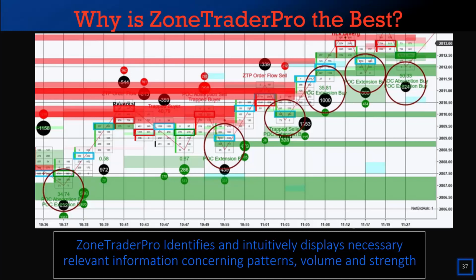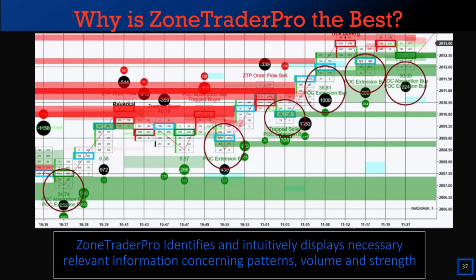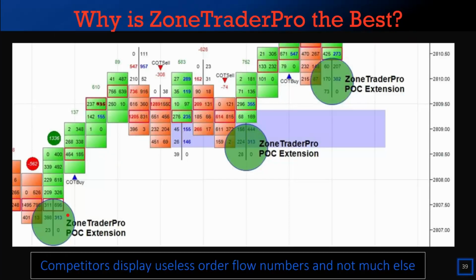Here's basically a competitor's chart. Not really important who that is, but this is exactly the same chart that you see right here with ZoneTraderPro identifying these up moves and these down moves, and I'm marking them on the chart right here. All this chart is offering us is the order flow numbers themselves. It's not really helping us any. Same thing with this other software program. Yeah, they told us there was some support in there, but did they tell us we had extension zones there and there? No, they didn't.